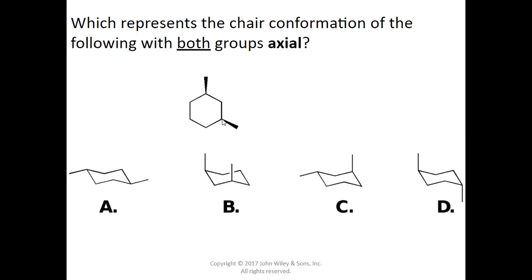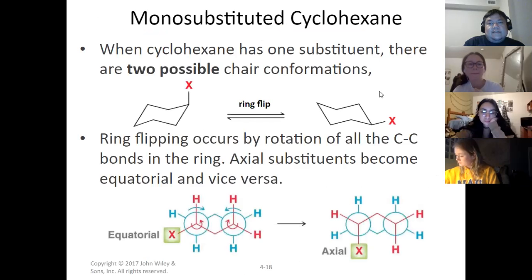So when they are wedges, are those pointing out of the page or into the page? They're pointing out of the page, which means that they are pointing up. So both of your methyl groups have to be pointing up. So if you look here, B, up, up. C, it's axial up, but this one is equatorial down, right? So it can't be C. If this was drawn here, it would be a dash. Does that make sense? Okay. Like I said, just be consistent.